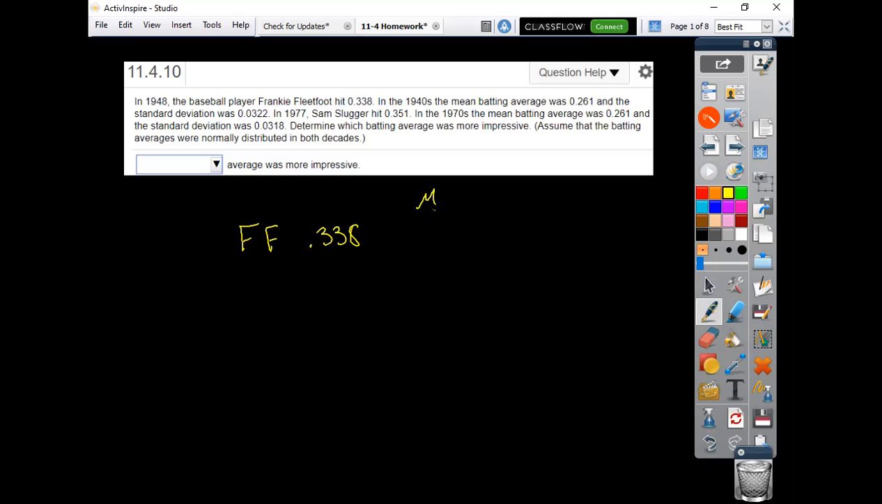The mean at that point was 0.261, and the standard deviation at that point was 0.0322. So you had to go out that far on each side of the mean to get, if you went one standard deviation, 68% roughly using the empirical model. So then we also had in the 70s, this doesn't give us Sam Slugger. In the 70s, batting average was down to 0.261 with a standard deviation of 0.318.